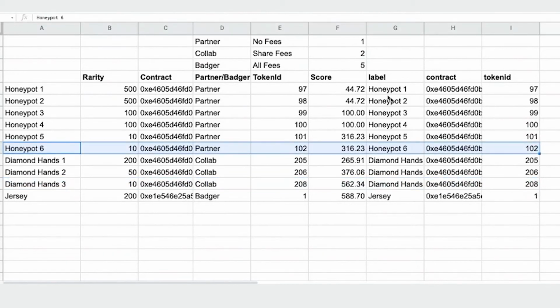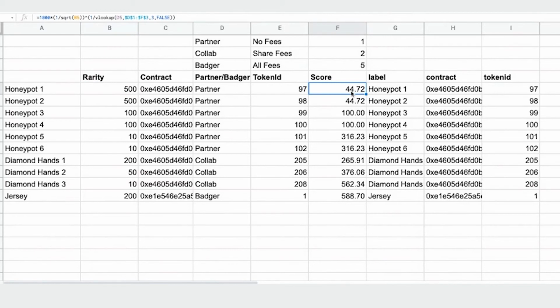So looking at something like this, we're saying that these honeypot ones, that there are 500 of them, would get you a score of 44 for holding one, and that would be worth less than half of this one, or almost 1/10 of the more rare ones, and a little bit more than 1/10, a little less than 1/10 of the Jersey. I don't know, that kind of seems to make sense. Open to people's opinions on that.